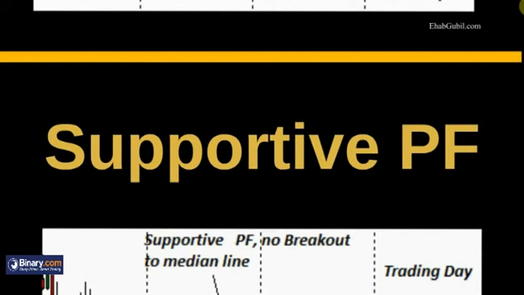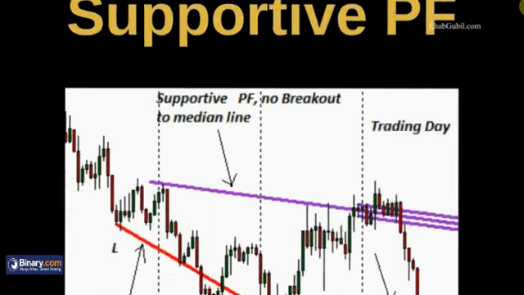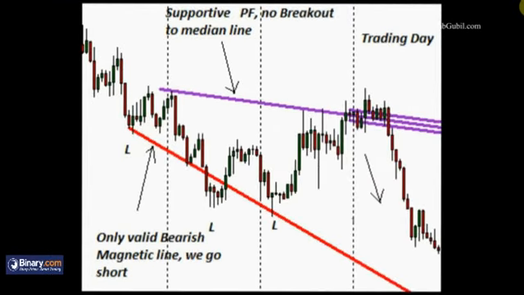For supportive PF, there is no reliable line. We will read using only the valid magnetic trend line with the PF. Since there is no breakout in supportive PF, thus no reliable line and no magnetic PF breakout, we will trade just by the direction of magnetic trend lines only.